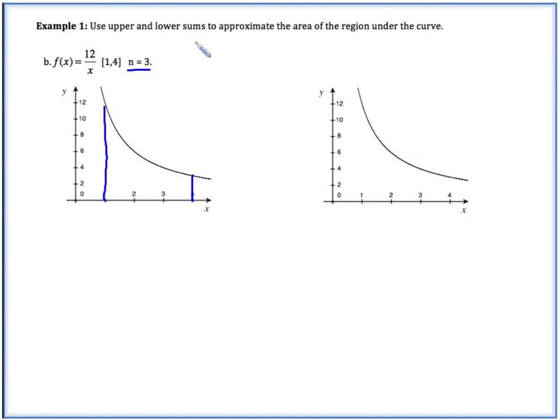So the first thing I need to find here is delta x. Okay, and that's going to be b minus a, or 4 minus 1, over n, which is 3. So in this case we get 3 over 3, which is just 1. So here delta x equals 1, and that's going to allow me to draw in the rest of my subintervals. And let's go ahead and start by finding the lower sum. So in this case, the lower sum has to be the rectangles underneath. So we're going to draw them here.